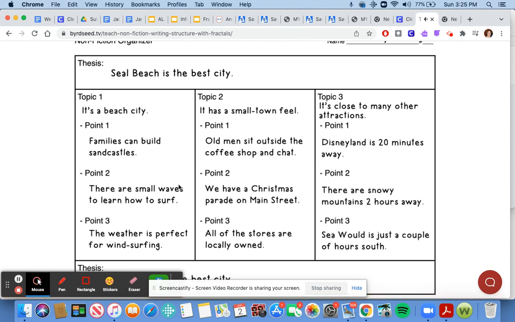Now it's your turn to plan out an essay in which the whole essay has a similar structure to the individual paragraphs.